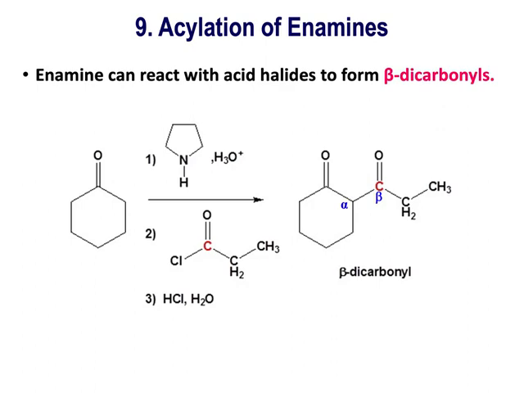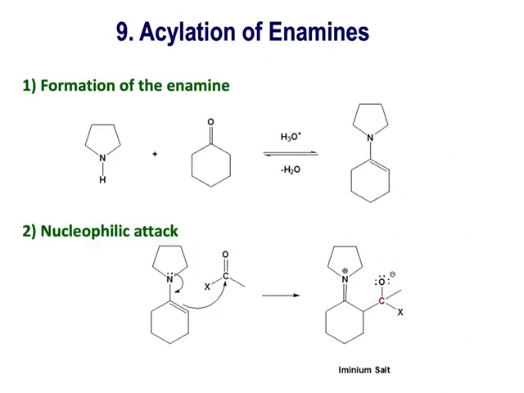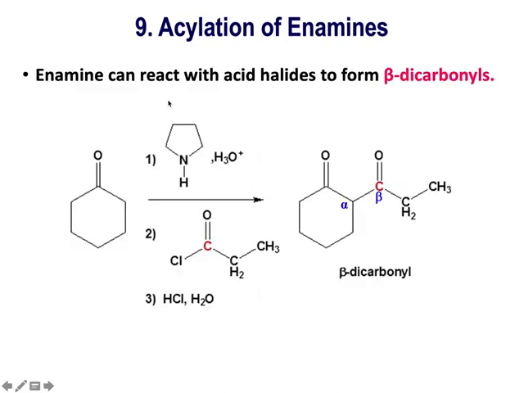Next, acylation of enamine. Here, enamine reacts with acyl halide to form beta dicarbonyl. We use acyl halide with enamine to form the beta dicarbonyl product. So next, acylation of enamine. First, we want to acylate the enamine.